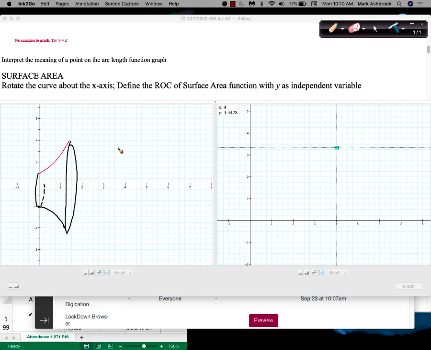Something like that. Now we're not going to fill it up with cylinders like we used to for volume, but we're going to track what? So as y increases, we want to track how much surface area has accumulated.